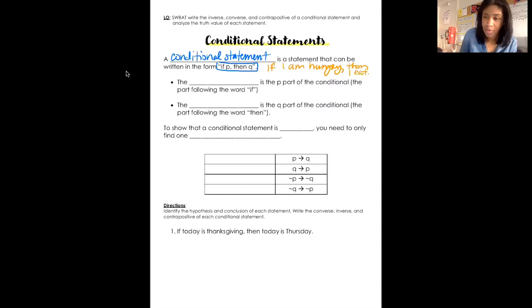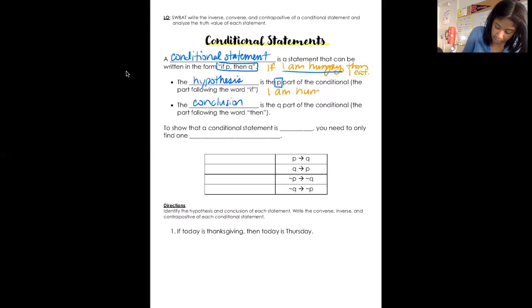Next, a conditional statement is broken down into two parts. We have the hypothesis and we have the conclusion. Just like in science, a hypothesis and a conclusion. So the hypothesis is the P part of the conditional, the part following the word if. So in this example statement, the hypothesis would be, I am hungry, okay? I am hungry. We don't know if we're hungry, it's a hypothesis, okay?